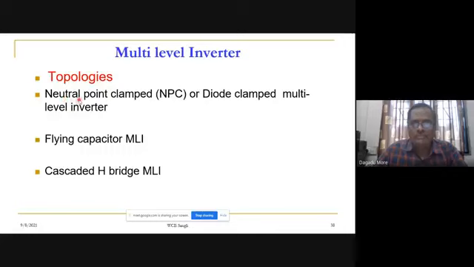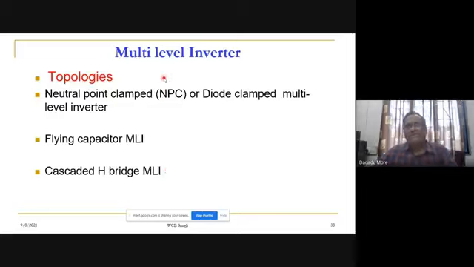Now let us look at another classification, based on the topology, the circuit configuration, and we have three topologies. First is called the neutral point clamped, in short NPC, or it is also called the diode clamped multi-level inverter. The second circuit configuration is the flying capacitor multi-level inverter, and the third is the cascaded H-bridge multi-level inverter.